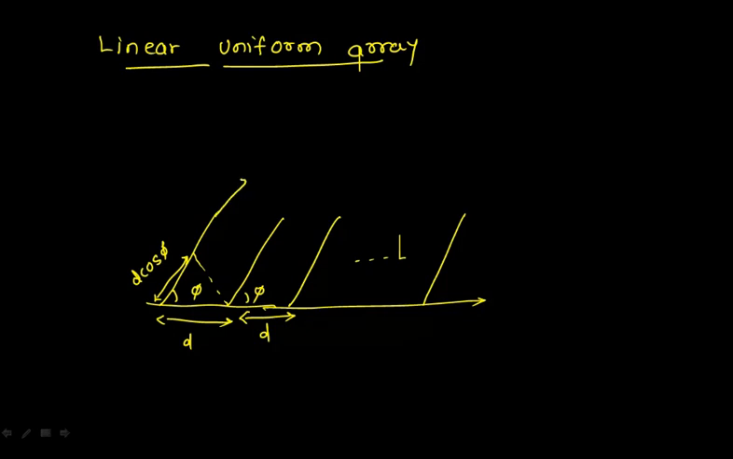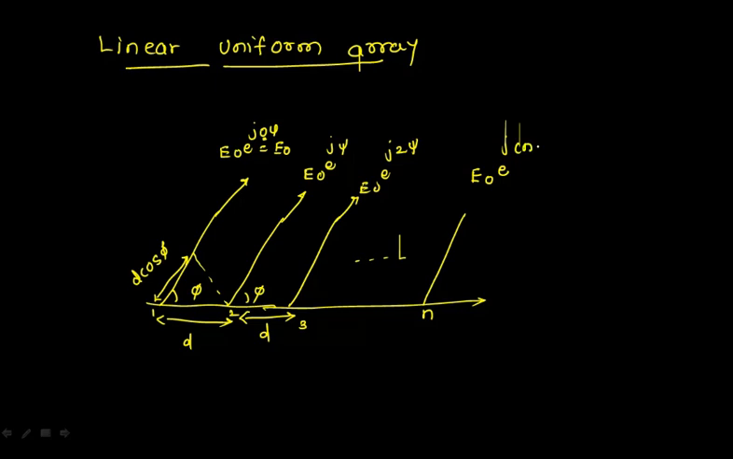What will be the field produced because of element number 1? It will be E0 e raised to j 0 psi. So e raised to 0 becomes only E0, because the phase shift will be 0. Because of the second, it will be E0 e raised to j psi. For the third it will be E0 e raised to j 2 psi, and so on. So this is my element 1, this is my element 2, this is my element 3, and this will be my element n. Finally, it will be E0 e raised to j n minus 1 psi.